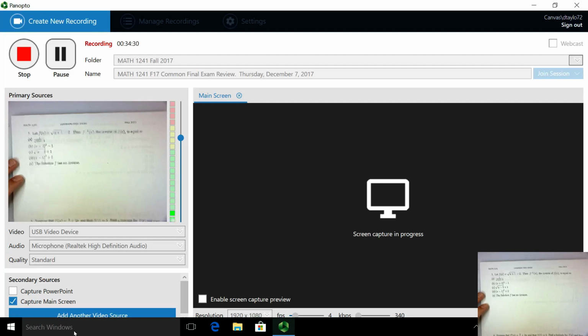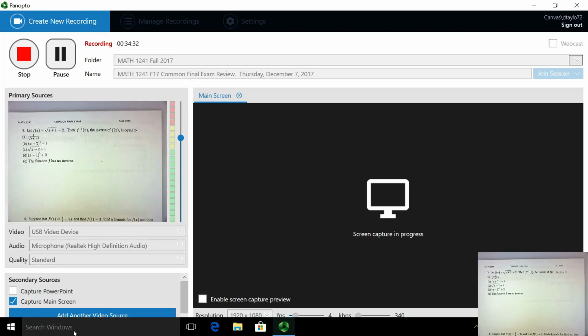All right, problem number 3 is giving us a function f of x is equal to the square root of x plus 1 minus 2, and wants me to find the inverse of this function. The first thing that we have to do is ensure that the function is in fact an invertible function. You can quickly graph it on your calculator and make sure that it is a one-to-one function. If a function is not one-to-one, then we cannot find its inverse.